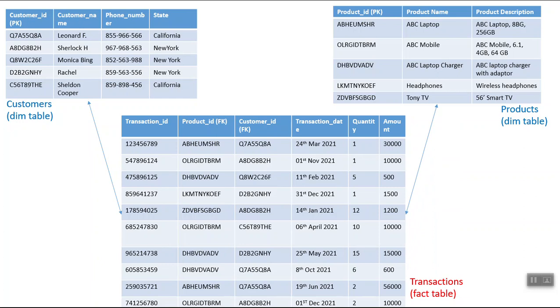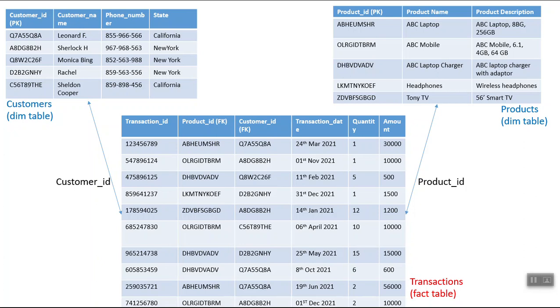Facts are measurements and numbers which on their own don't hold much meaning, but when you join them with dimension tables, you get context to those values. Now you can see that the customer dimension table and the transactions fact table can be joined with the customer ID. The customer ID resides in the dimension table and is referenced in the transaction table. So the fact table usually has the foreign key and the dimension table usually has the primary key.